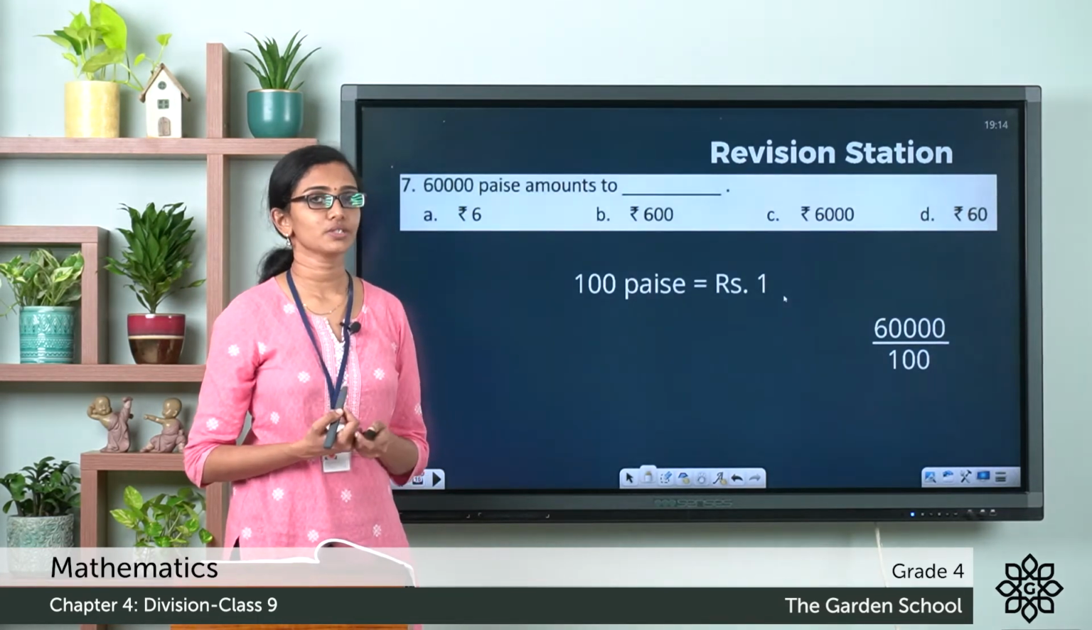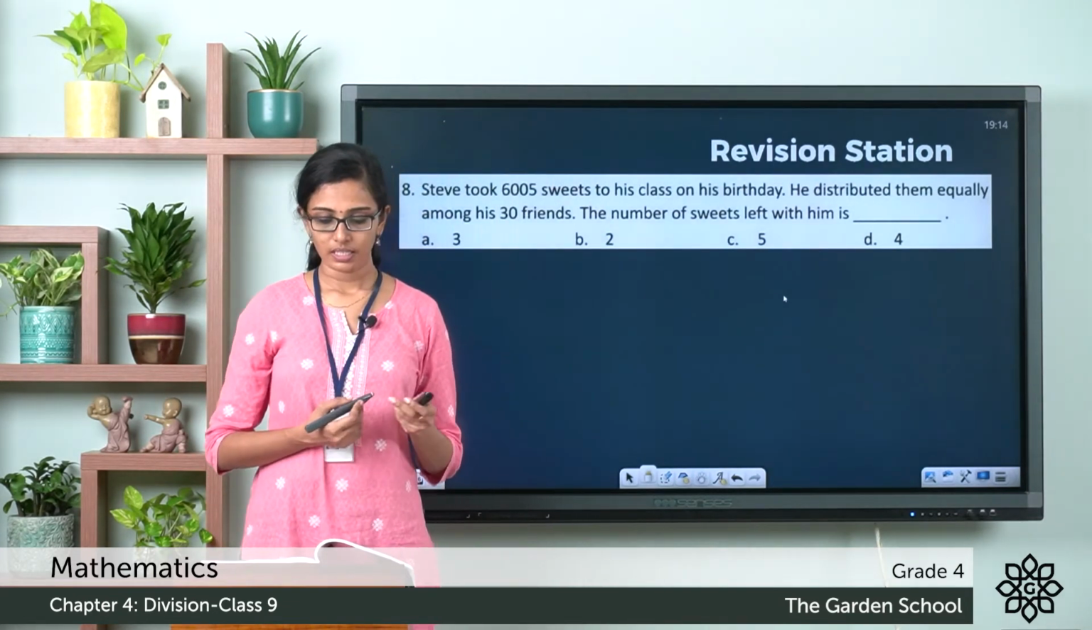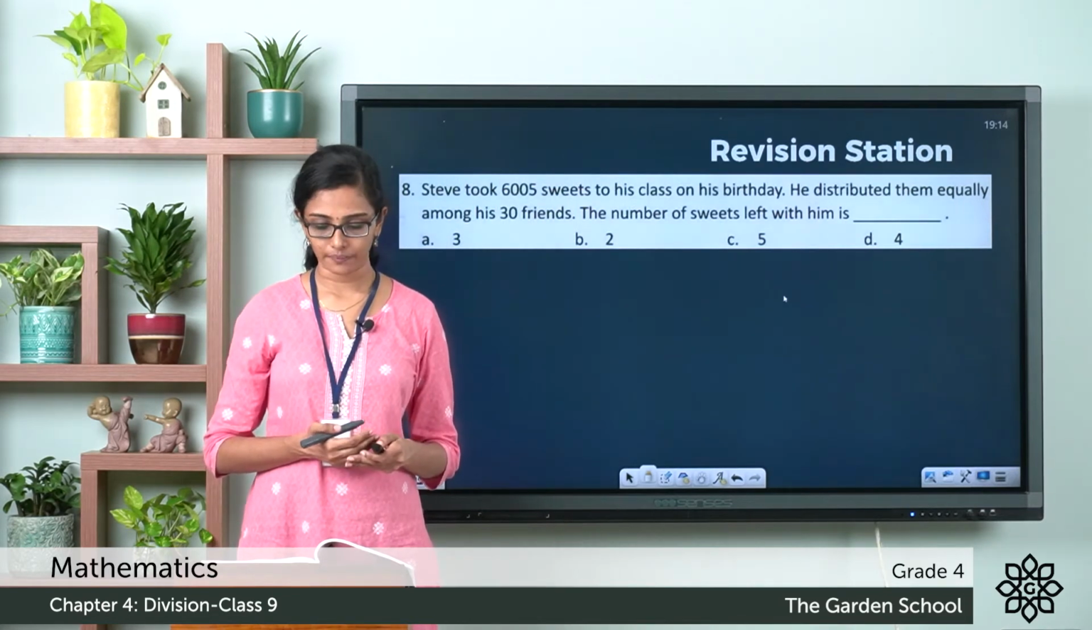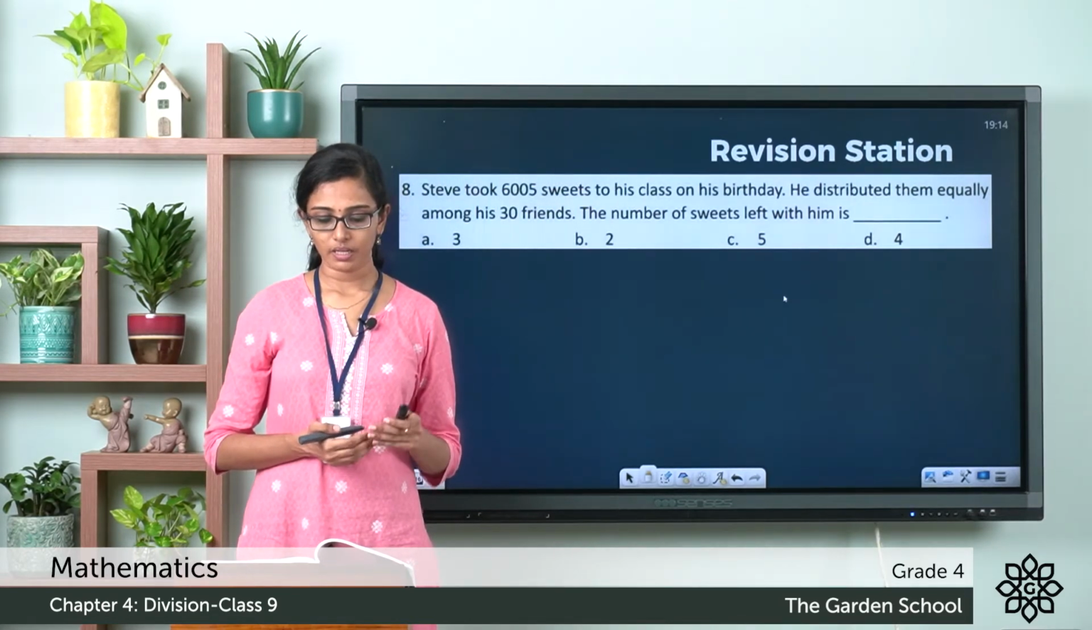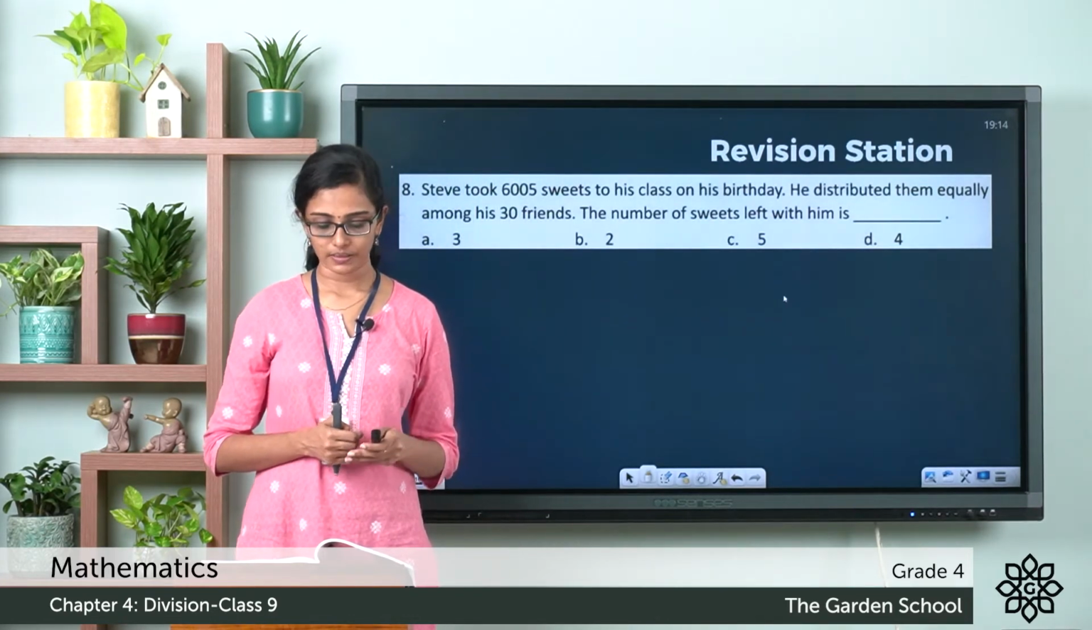So I hope this is clear to you. Let's discuss the next question. It says, Steve took 6,005 sweets to his class on his birthday. He distributed them equally among his 30 friends. The number of sweets left with him is.